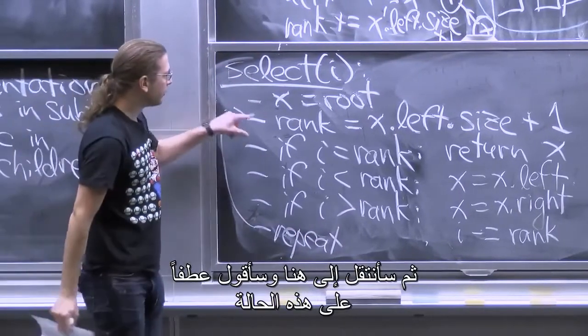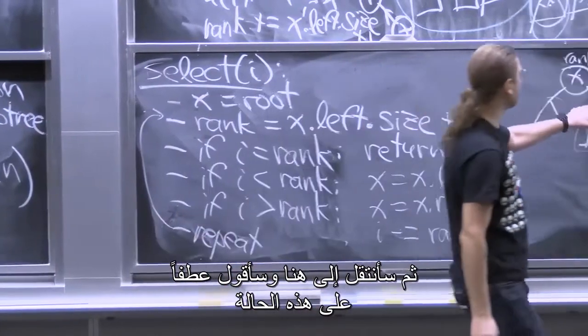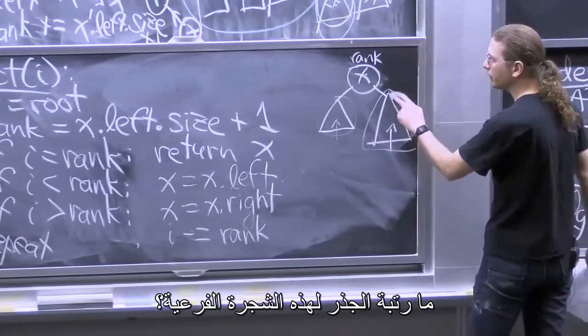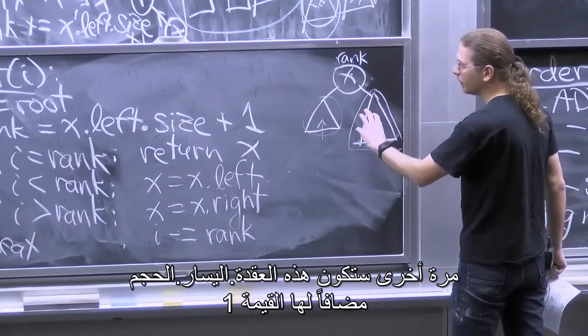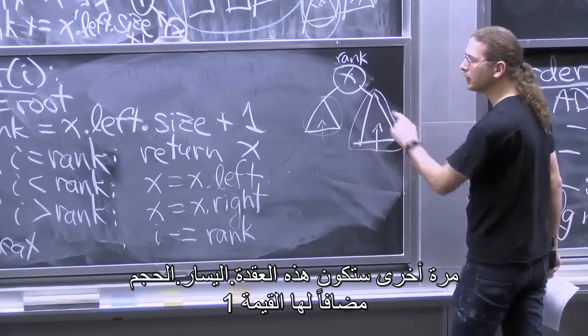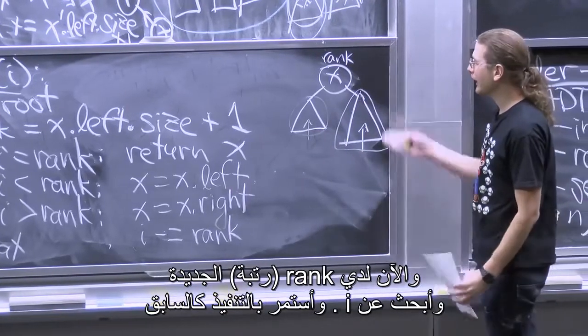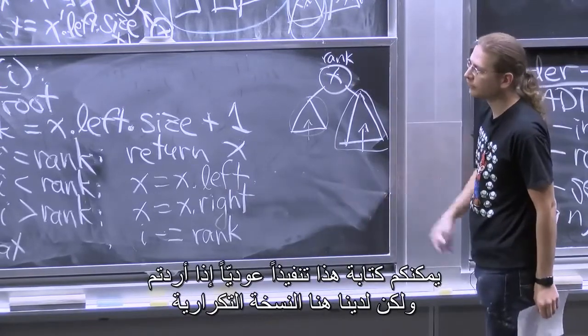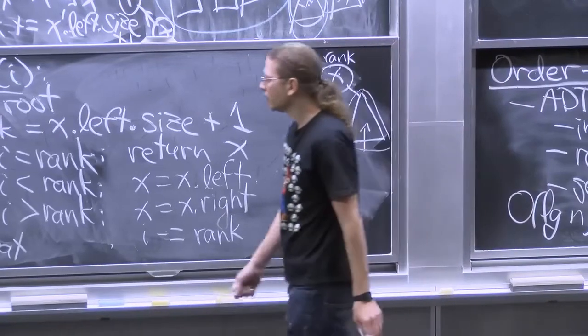So then I'm going to go up here and say, OK, now relative to this thing, what is the rank of the root of this subtree? Well, it's again going to be that node dot left dot size plus 1. And now I have the new rank I'm searching for, i. And I just keep going. You could write this recursively if you like, but here's an iterative version.